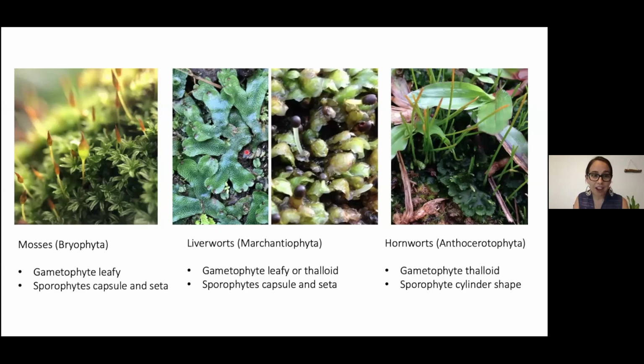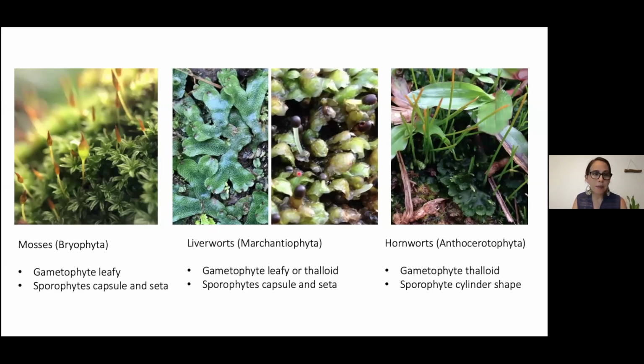And then we have the thalloid liverworts. That is a way of growing that is like a ribbon. So this kind of liverwort grows really close to the rocks or to the soil where it's growing. And again, the sporophyte is also a capsule and a seta.